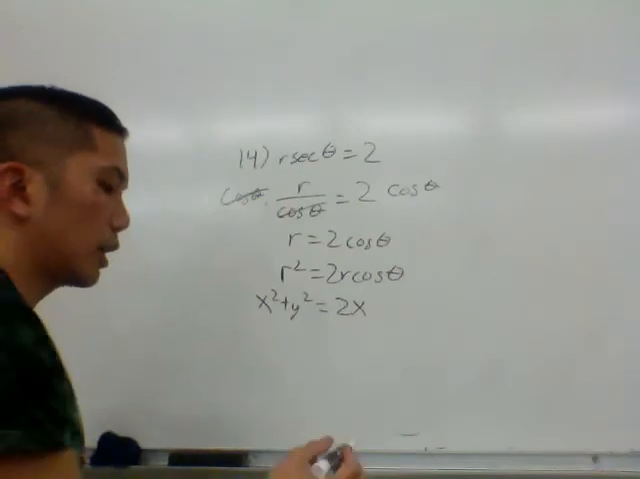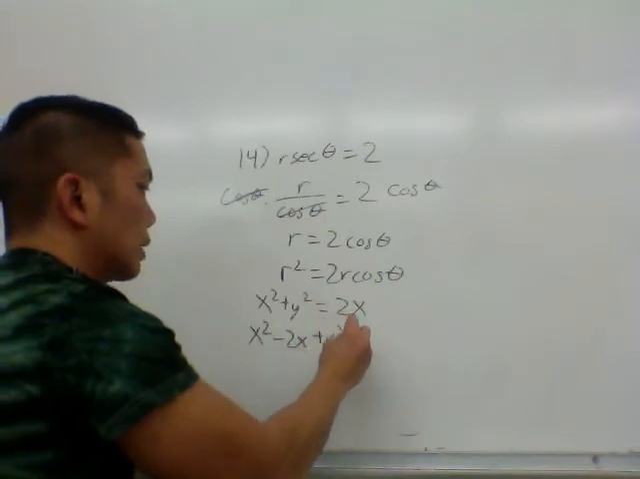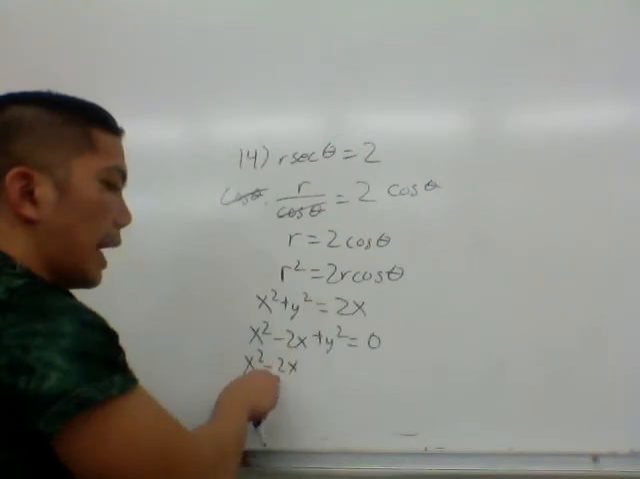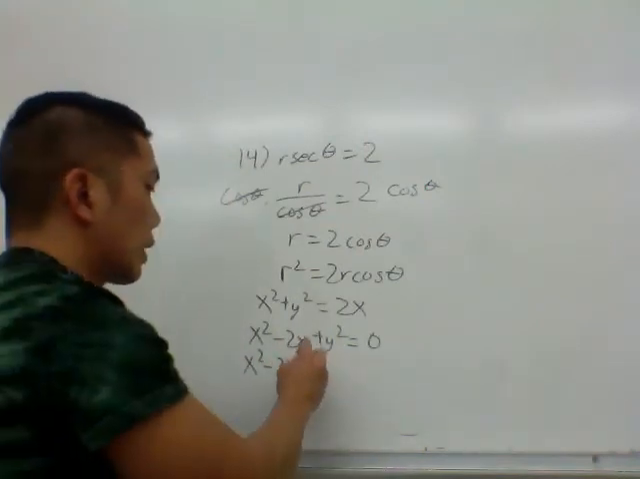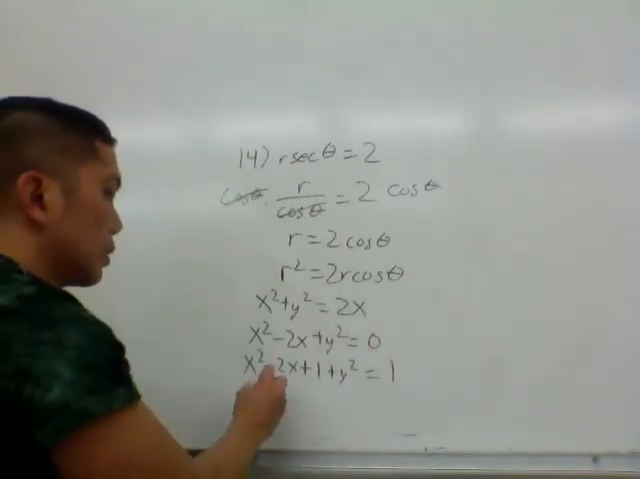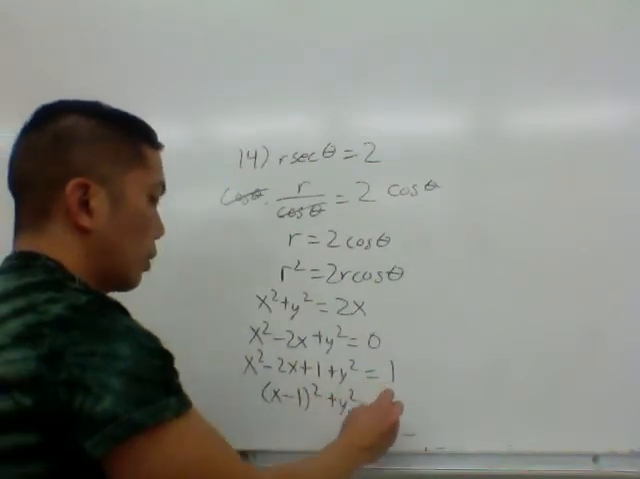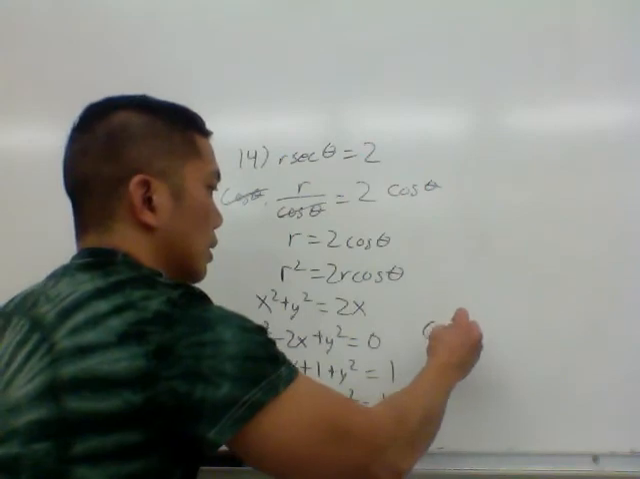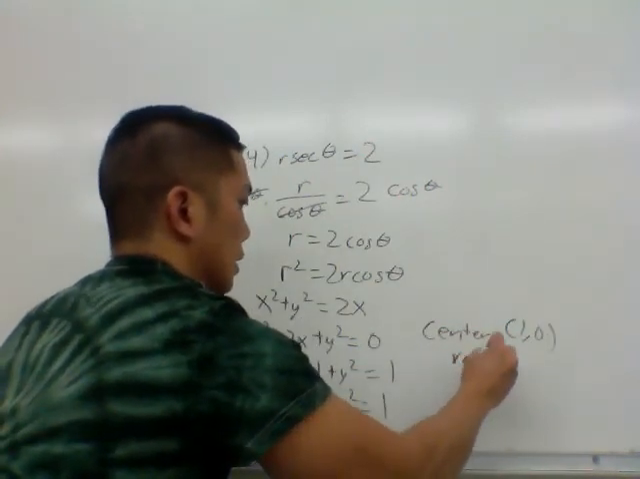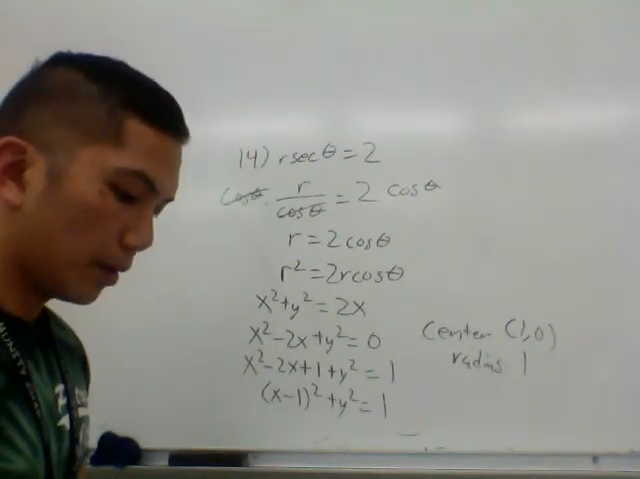I complete the square here. I'm going to get x squared minus 2x plus y squared is equal to 0. This becomes x squared minus 2x. Half of negative 2 is negative 1. I square that, I get plus 1. So I have to make sure I add 1 over here. So this is x minus 1 squared plus y squared is equal to 1. So your center should be at 1, 0 with a radius of 1. Okay.